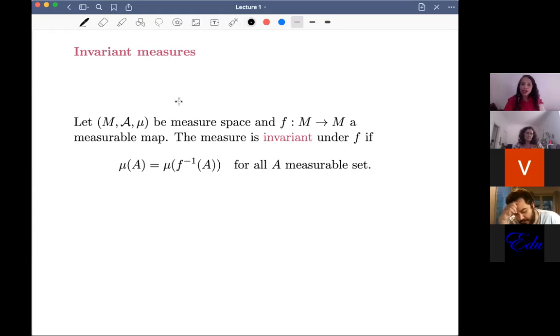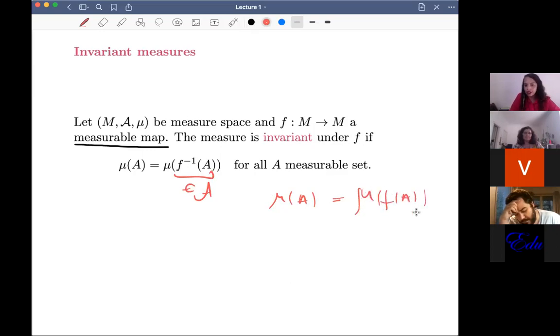So a measure is invariant under the map if the measure of each measurable set is equal to the measure of the preimage of the set. Remember that the preimage of the set is measurable, because we define the map to be measurable if this set belongs to the sigma algebra. So I can measure what's on the right side. Again, you would like to write mu of A is equal to mu of the image of A. But the image of A, I don't know if it's measurable.